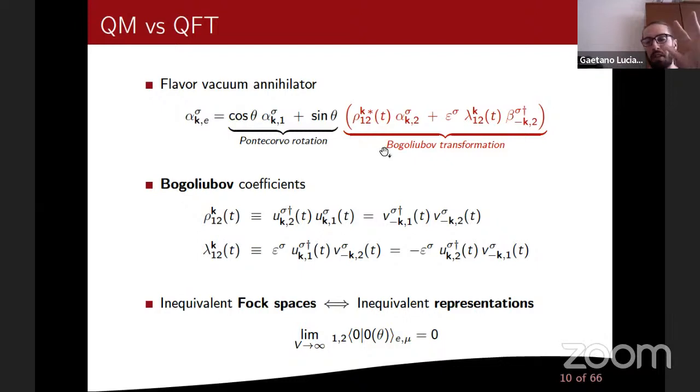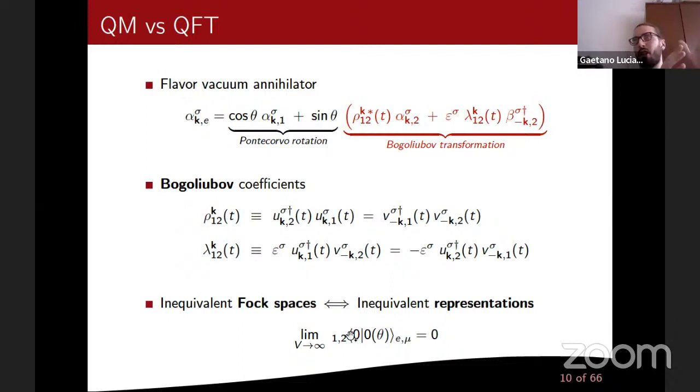So this is a very important point, a very crucial point. Again, in quantum field theory, at the level of ladder operators, we have the Pontecorvo rotation and also a Bogoliubov transformation. This Bogoliubov transformation, which maybe you know from superconductivity or from the Hawking-Unruh effect, is highly non-trivial because it's responsible for the unitary inequivalence between the Fock space built on the flavor vacuum and the Fock space built on the mass vacuum.